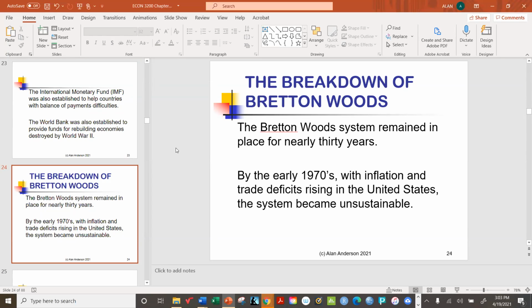Okay. It worked, it did what it had to do. It lasted for about 30 years, but at some point it became unnecessary. And so the whole thing was abandoned. What happened after that is that all these countries went to floating or flexible exchange rates. So all the currencies were floating freely, meaning that they were being determined by supply and demand in those markets.